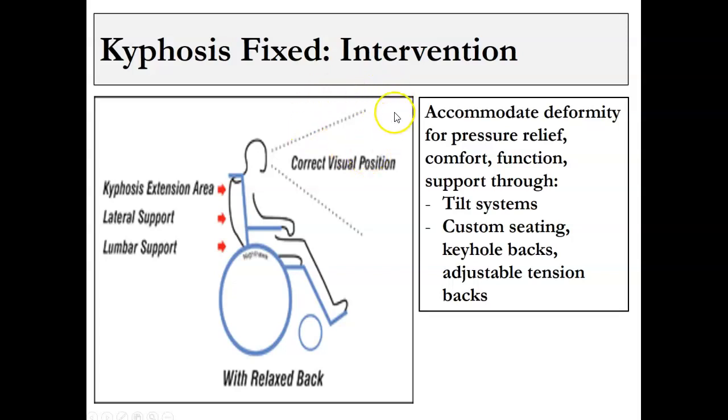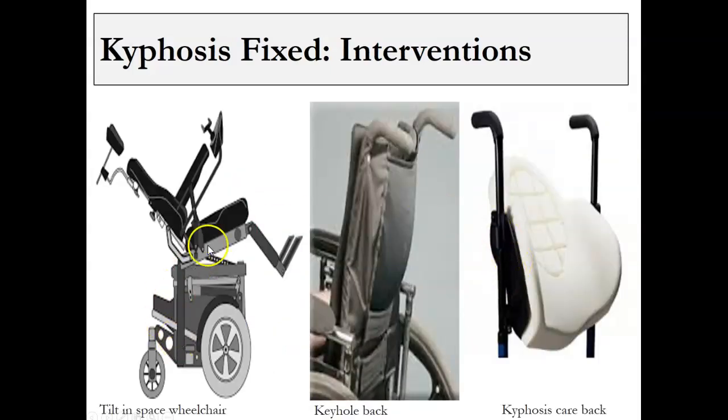Other ways of addressing the deformity, this kind of talks about the visual field. A tilt system, custom seating, something called a keyhole back, adjustable tension in the backs. Here are some examples of this. This is the tilt in space. It just improves their visual field. It gives them skin relief, and they're not looking down. They can see loved ones or people visiting them. They can look them in the eye, kind of thing, with this tilt in space.